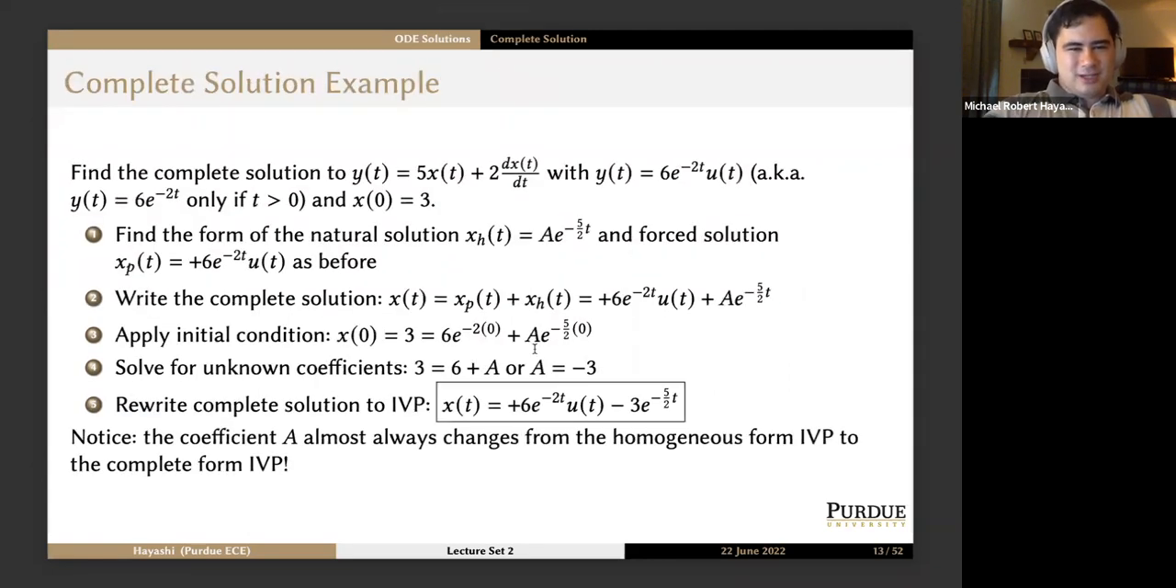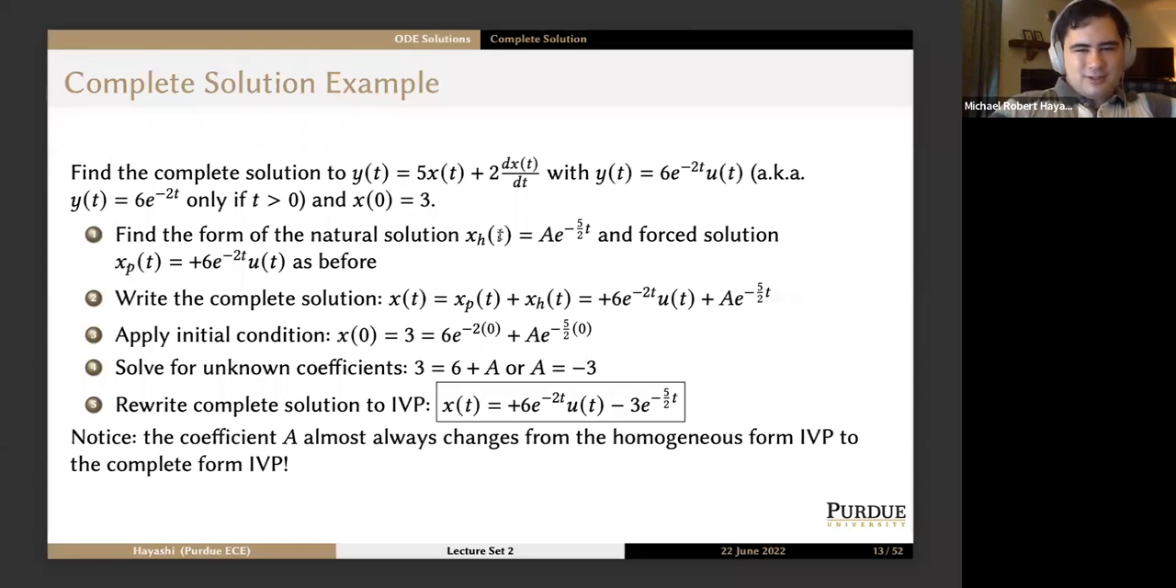Here is a complete solution example. Find the complete solution to y of t equals 5x of t plus 2 times the derivative with respect to t of x of t, with y of t equals 6 e to the minus 2t u of t, aka 6 e to the minus 2t but only for t greater than 0, and x sub 0 equals 3. We've already done this before, except now we have to find the complete solution rather than just the particular solution.